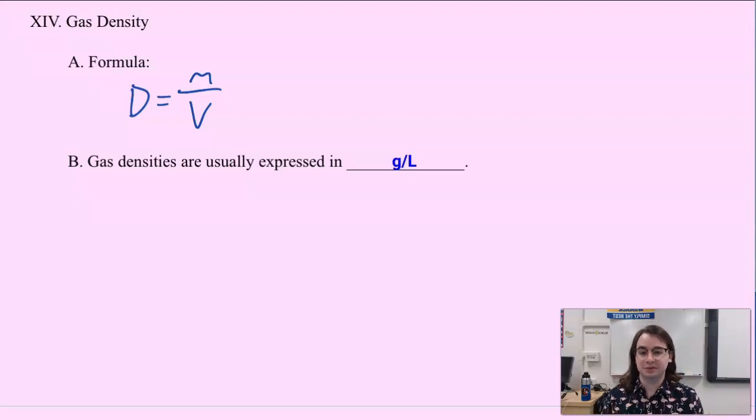The only big difference between, let's say, for example, a gas density and a liquid or a solid density is that liquid and solid densities are measured in grams per milliliter, but gas densities, because gases are so not dense, are measured in grams per liter. That's kind of the biggest difference. But we can use this relationship to solve for things.